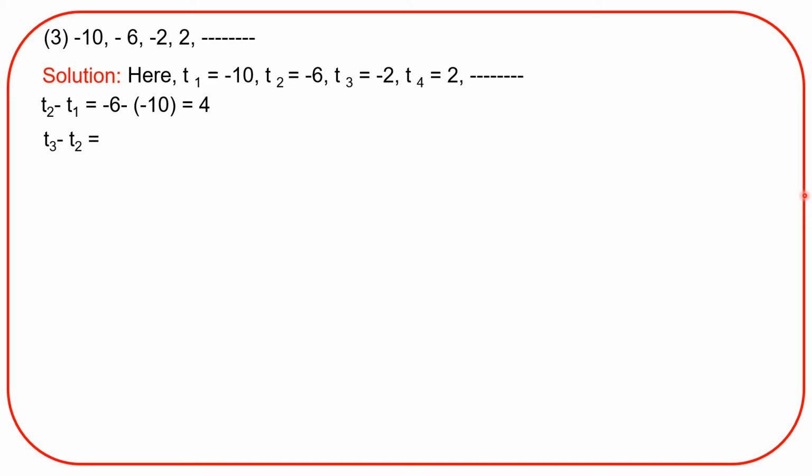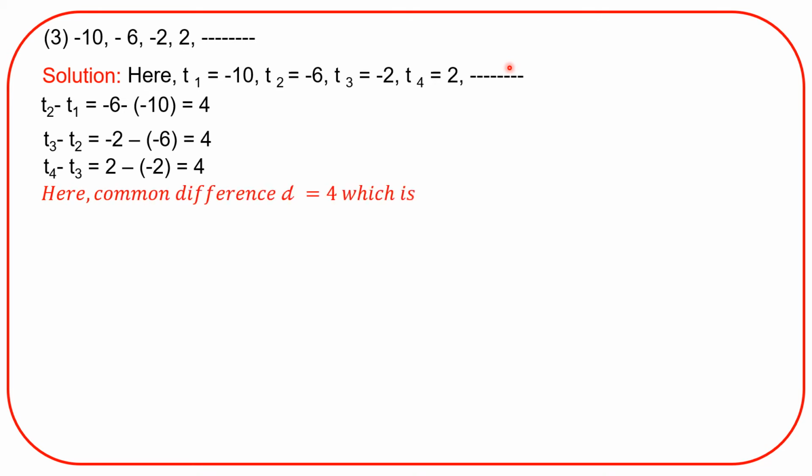T3 minus T2: minus 2 minus minus 6. Minus 2 minus minus is plus 6. That answer is plus 4. T4 minus T3: 2 minus minus 2, that is 2 plus 2, 4. Here the common difference D is equal to 4, which is constant. Therefore, the given sequence is an AP.